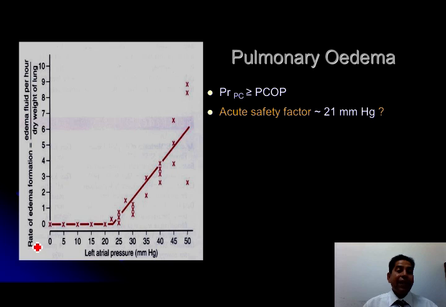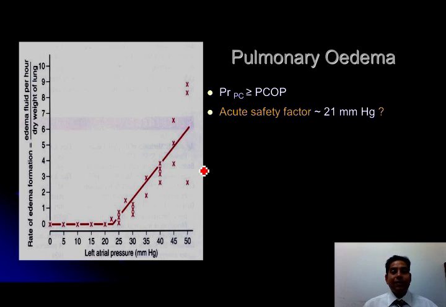So you are looking at the rate of edema formation, which is the edema fluid per hour by the dry weight of the lung, and you look at the left atrial pressure. As long as the LA pressure is up to 21 millimeters of mercury, you find that no fluid is going to form or escape into the interstitial fluid. But beyond 22, 23, fluid starts escaping into the lungs. And by 35, you'll see there's a 50 mm pressure.